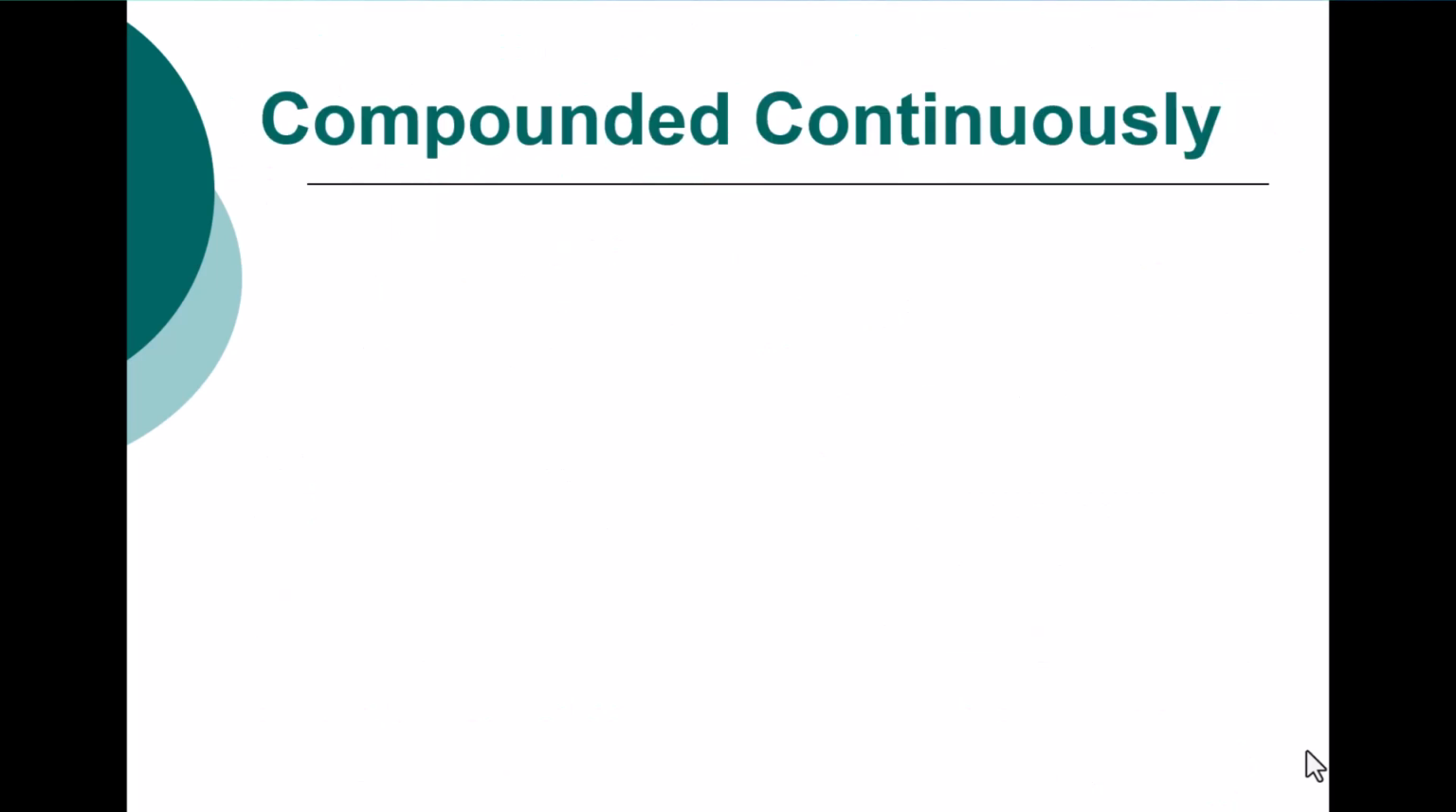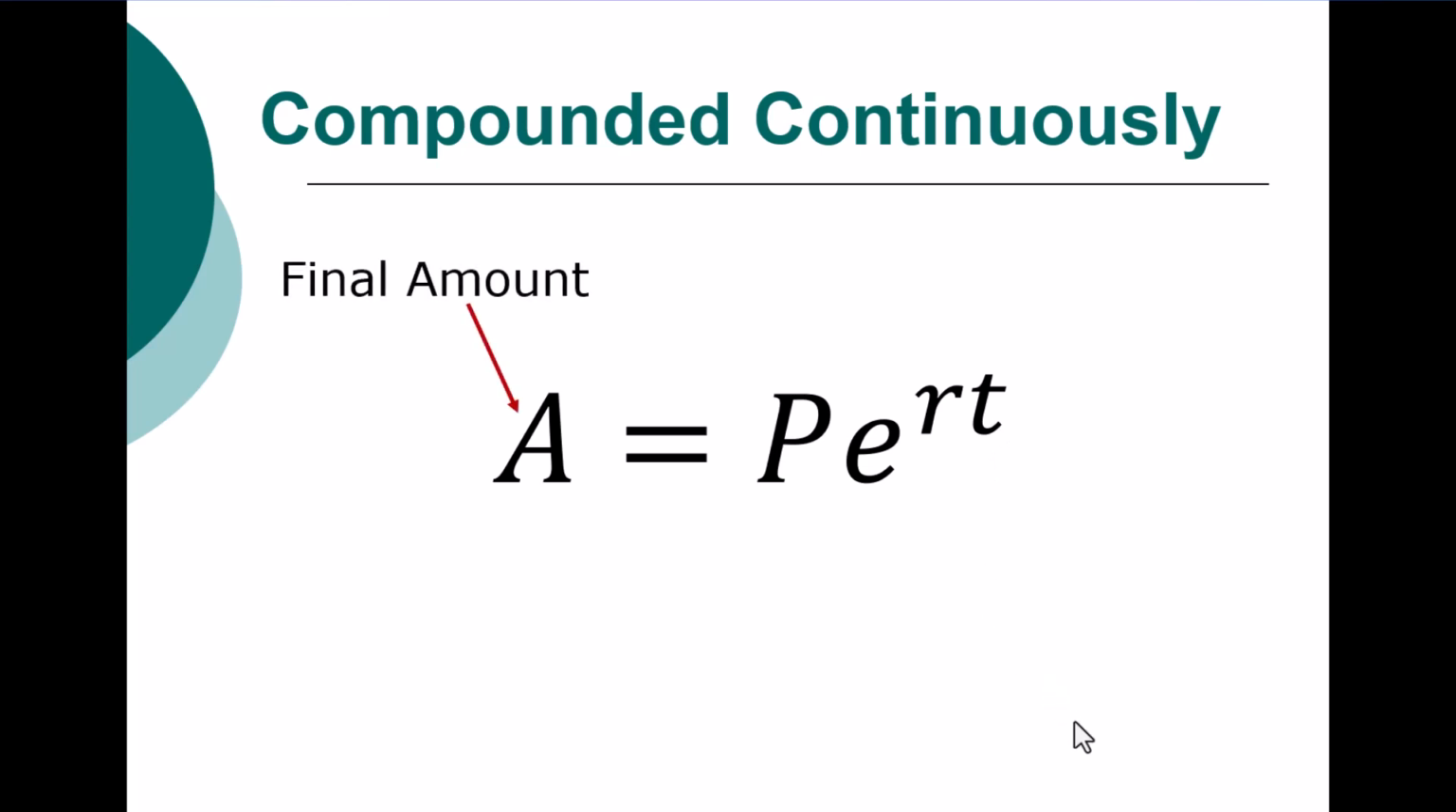All right, now we're going to look at compounding continuously. This is a different formula. So if it says continuously, we're going to start with the initial amount, which is P. For the total amount, to get that, we take the initial amount times Euler's number, e, raised to the rate times t. So it's a little simpler formula.